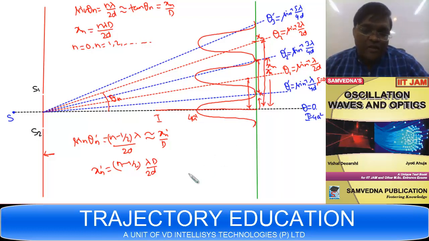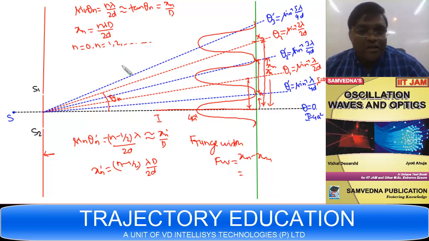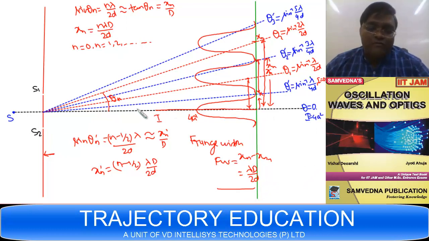Now if I want to get the distance between two minima or the distance between two maxima, that's called fringe width. We call it fringe width. Fringe width is xn minus xn minus 1. That is, if I put xn and xn minus 1, this will be lambda d by 2d. That's called the fringe width.